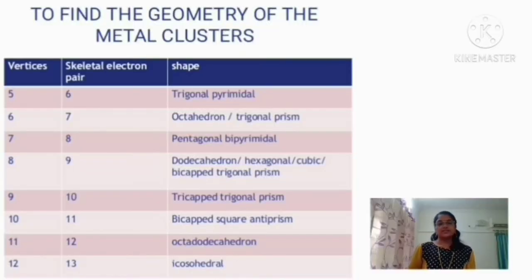When we look at the vertices and the skeletal electron pairs in this table, we find that on adding 1 to the vertices we get the skeletal electron pair, that is, it is in the form n plus 1. So all these structures are perfect for a metal cluster of the closo type. If the vertices are more or fewer than that, that is, if it is nido or arachno, what will happen to the structure? There will be some change in the structure, because this table is for closo type clusters. We can check what happens to the structure by taking some detailed examples.